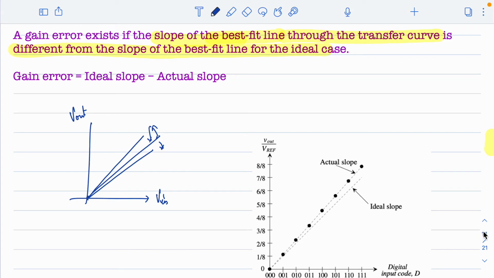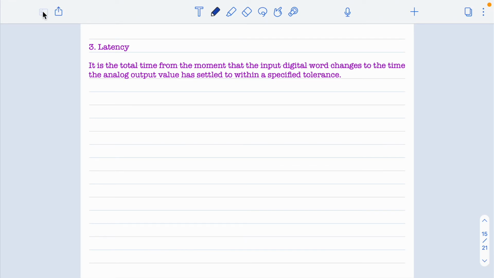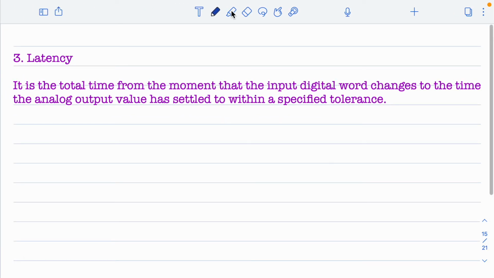Alright, so these are the other two common specifications of a DAC. There are n number of other specifications as well. Now another specification is called latency. This specification is basically defined as the total time from the moment that the input digital word changes to the time the analog output value has settled to within a specified tolerance. So this is how latency is defined, right? Basically, when there is a change in the input, there will be a change at the output. So how much time is taken from the input digital word change till the output reflects that change? That time is considered as latency.